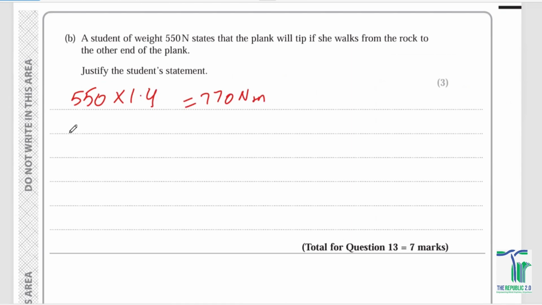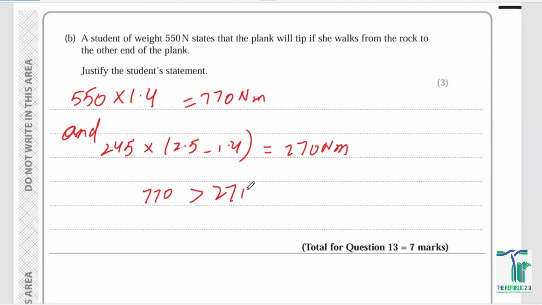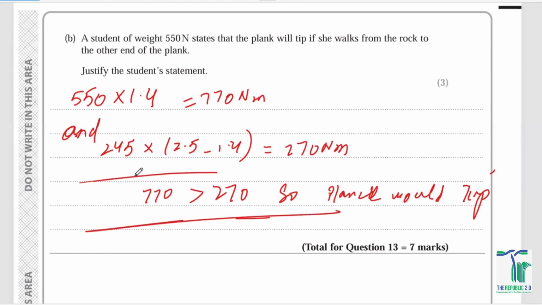Got it? Now, the moment due to weight. The weight was 245, right? Times the distance from that pivot, which should be 2.5 minus 1.4. If you work it out, you will have 270 newton metres. So you can see that 770 is greater than 270. So the student was right. The plank would tip, right? Based upon the principle of moments on both sides. Since the anticlockwise moments are not equal to the clockwise moments, there is a very high probability that the plank would tip, right?